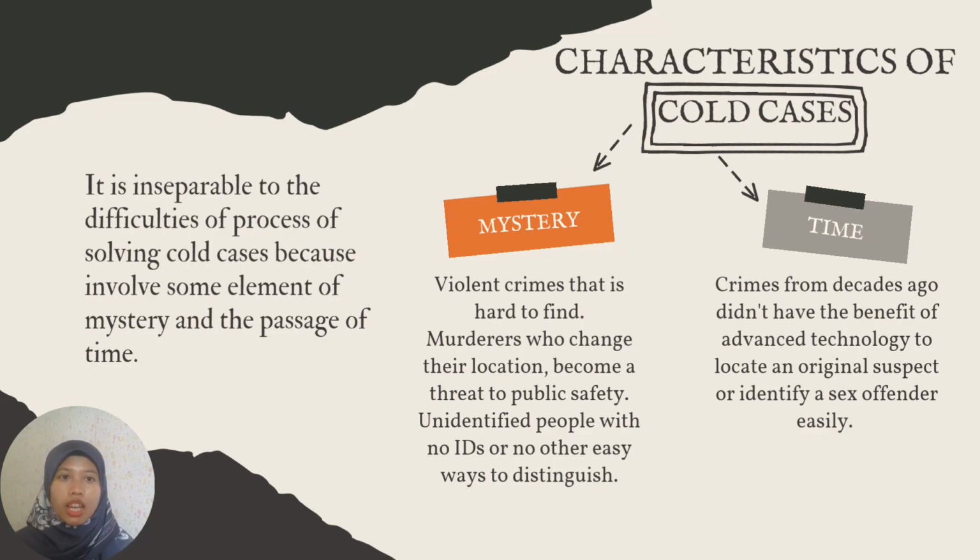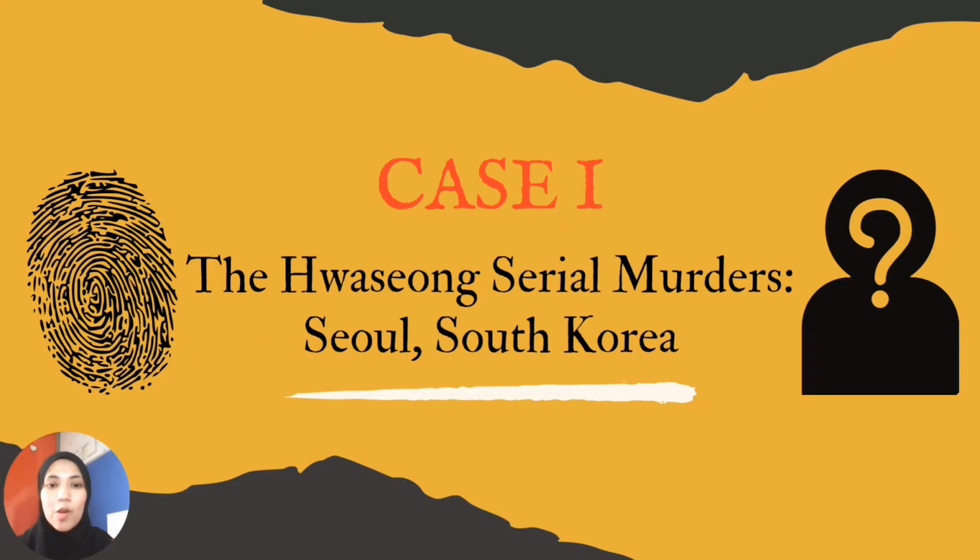And the second one, the passage of time. Crimes from decades ago didn't have the benefits of advanced technology to locate an original suspect or identify a sex offender easily. Next, we are going to discuss some examples of how forensic science shed light on cold cases.